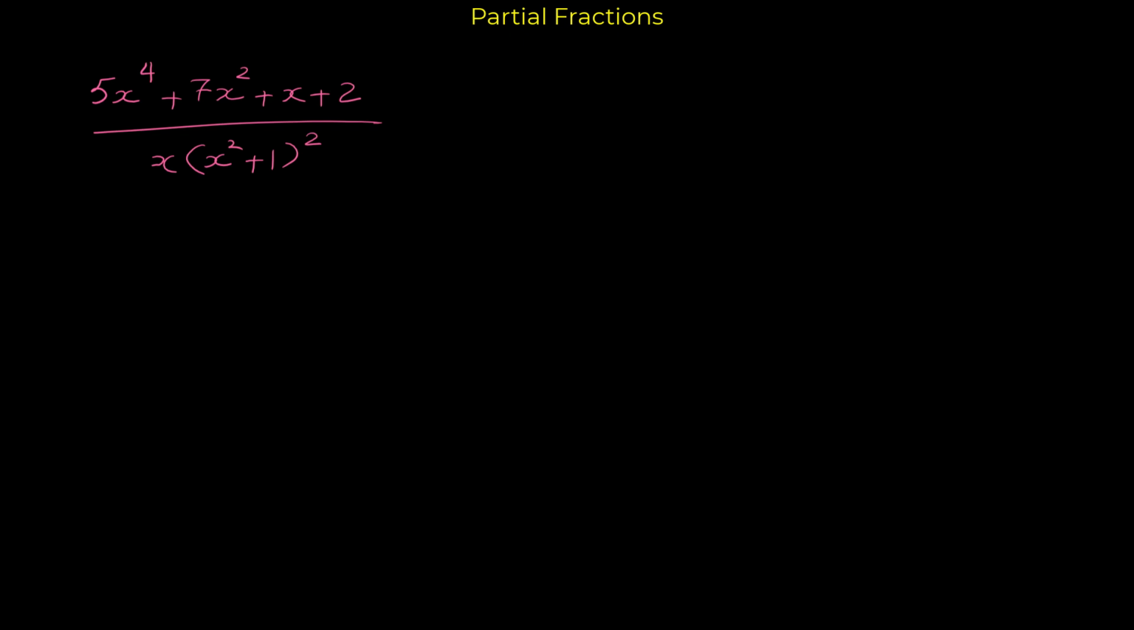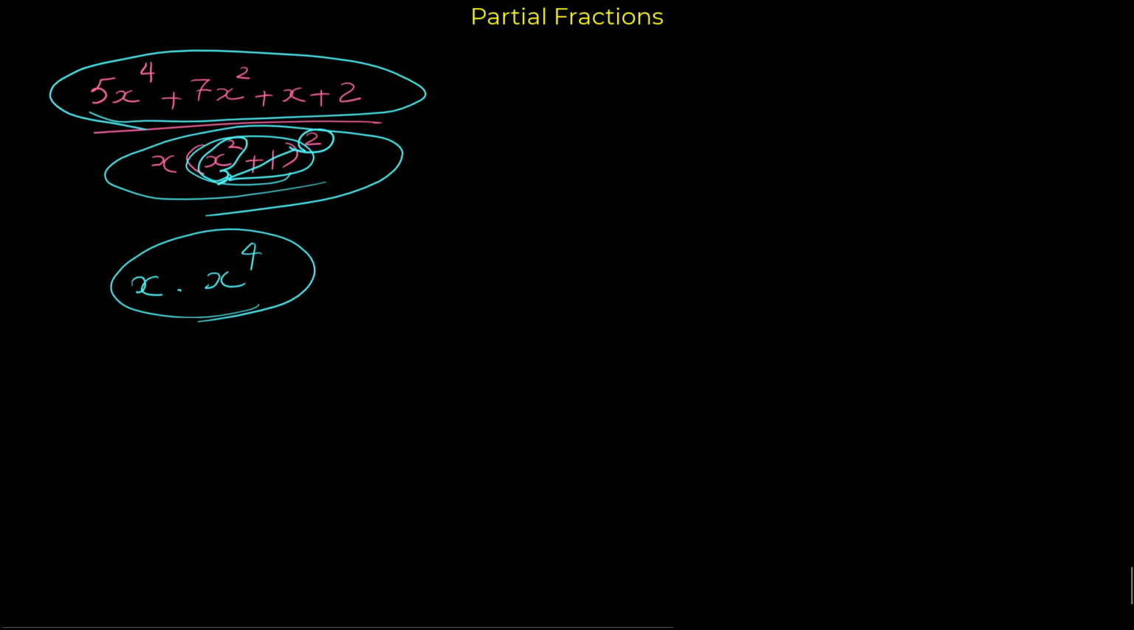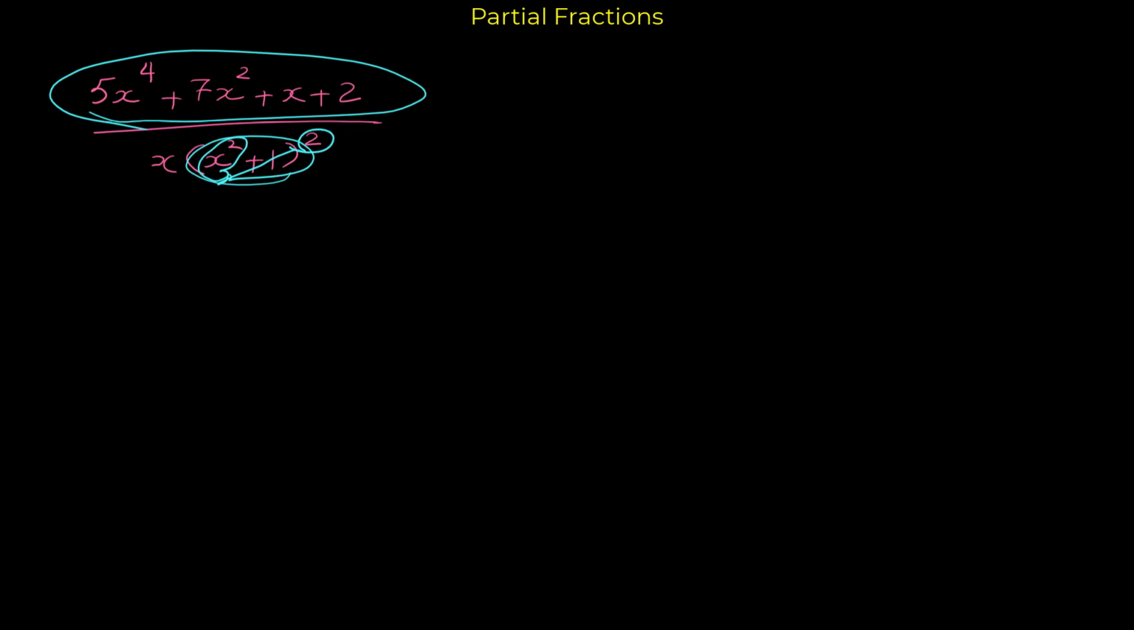But here, what is the degree of the polynomial in the numerator? 4. What is the degree of the denominator? In the denominator we have x times, in this bracket, x^2 raised to the 2, and (x^2)^2 would be x^4, and if you multiply these it's x^5. So if we expand the denominator, its degree is 5, but the degree of the numerator is 4. So the degree of the numerator is less than the denominator, and we don't need to do any long division.